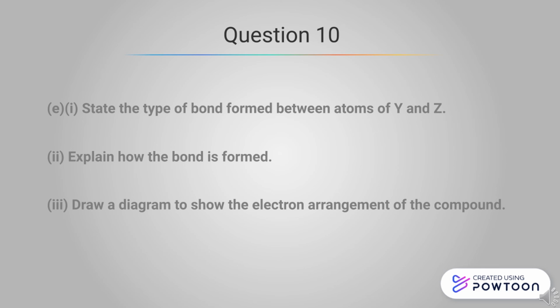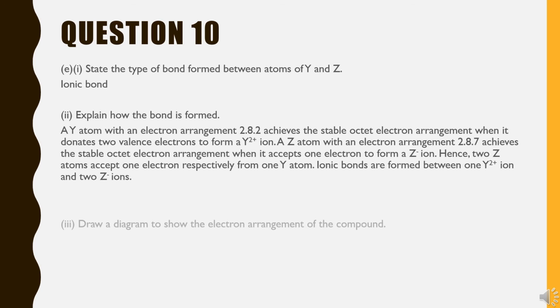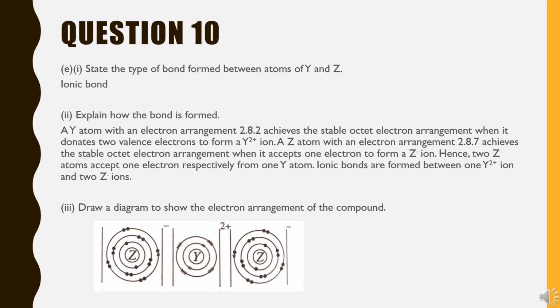For question 10e, this question is about the bond between atoms of Y and Z. The type of bond formed between atoms of Y and Z is an ionic bond. The reason is that the Y atom with electron arrangement 2.8.2 achieves the stable octet electron arrangement when it donates 2 valence electrons to form a Y2+ ion. Z atom with an electron arrangement 2.8.7 achieves the stable octet electron arrangement when it accepts 1 electron to form a Z- ion. Hence, 2 Z atoms accept 1 electron respectively from 1 Y atom. Ionic bonds are formed between 1 Y2+ ion and 2 Z- ions. This is the electron arrangement of the ionic compound. Note that there are 2 Z- ions that have to be drawn and also the labeling of charges of the ions.